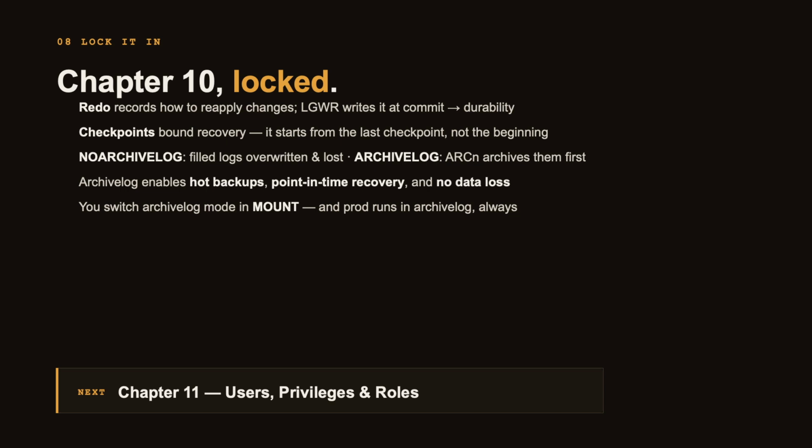And 2 details that impress. You flip archive log mode in the mount stage, and production always runs in archive log. That closes out Phase 2, storage. Next, we open Phase 3, access. Who's actually allowed to use this database? We start with users, privileges, and roles. That's Chapter 11.